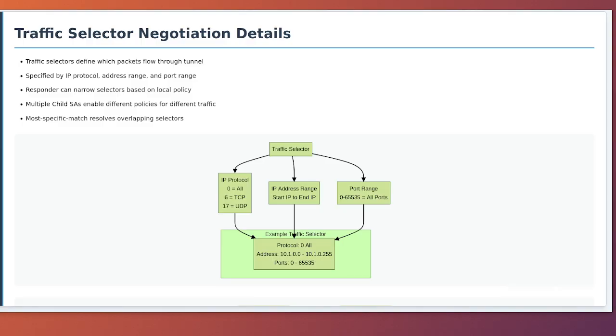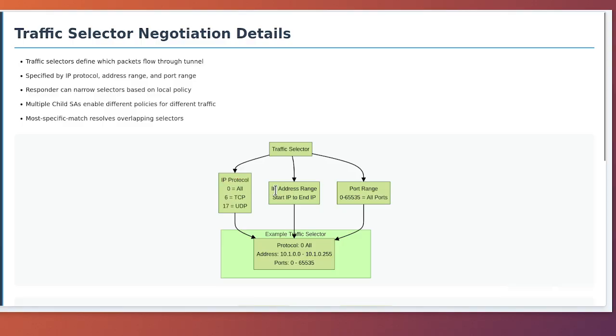Misconfigured traffic selectors are one of the most common causes of VPN connectivity issues, where the tunnel establishes successfully but applications still can't communicate because their traffic isn't matching the selectors. Each traffic selector is defined by 5 components working together. The IP protocol number specifies which protocol the selector covers.